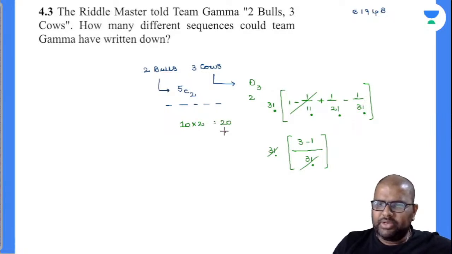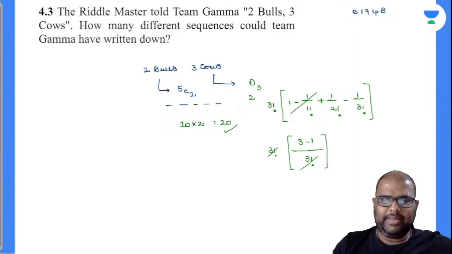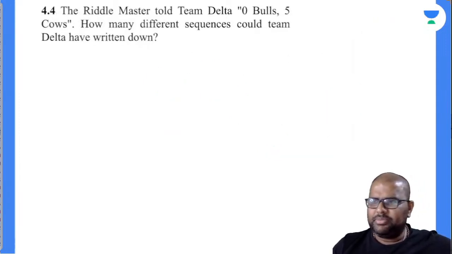How many sequences will you get there? 20 sequences. Am I right or wrong? Yes, perfect. Let's come to the last one, right?